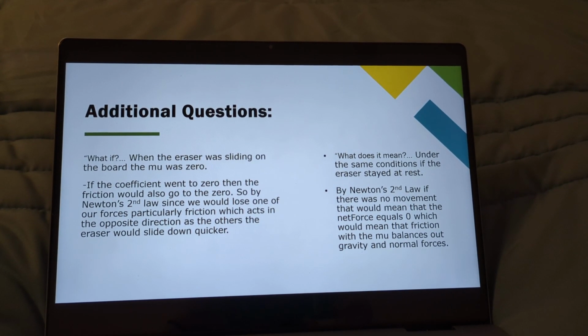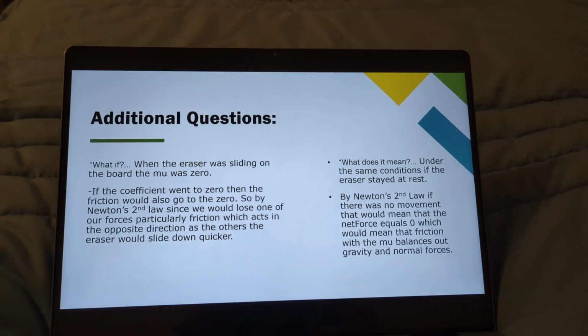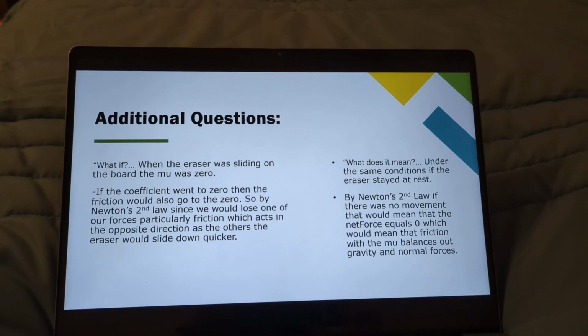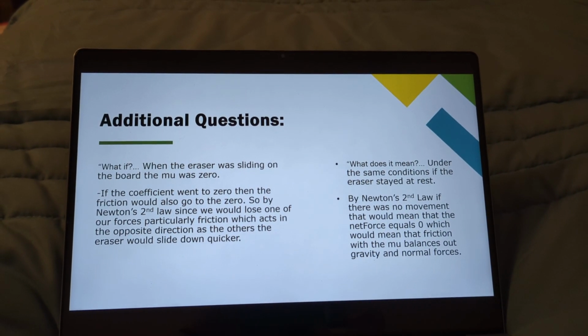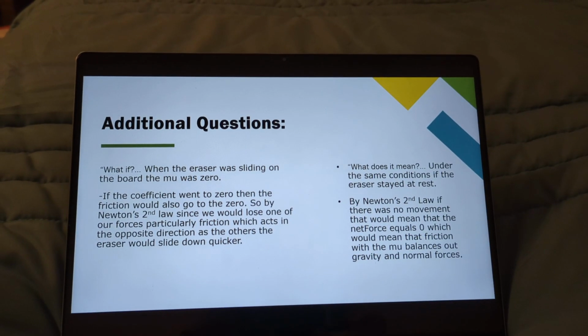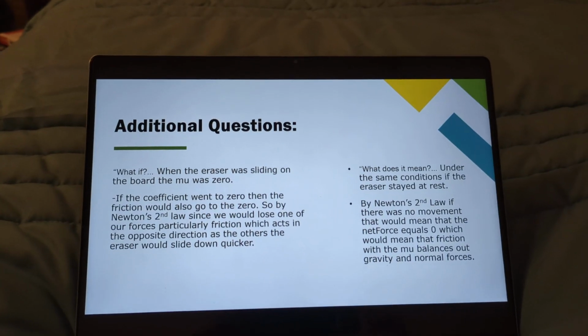What does this mean under the same conditions if the eraser stayed at rest? By Newton's second law, if there was no movement, that would mean the net force equals 0, which means that friction with the mu would equal gravity and normal force.